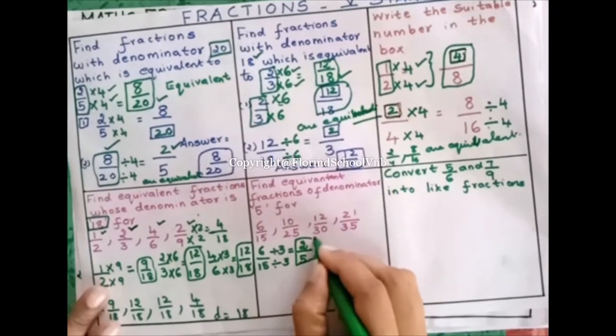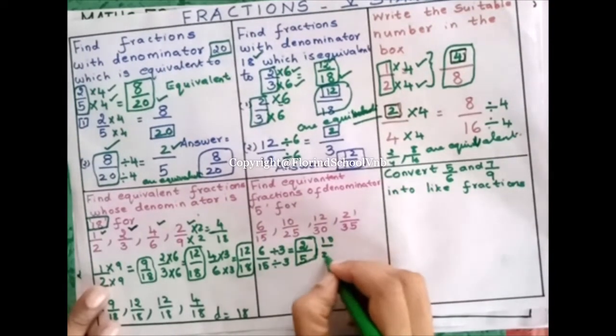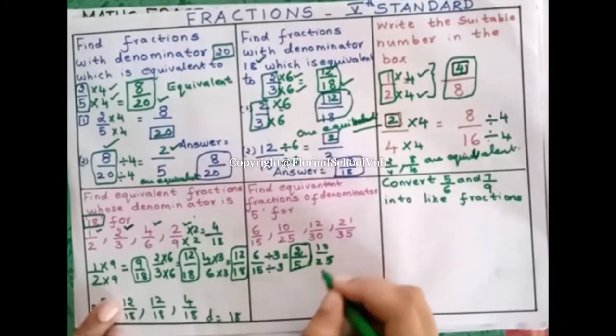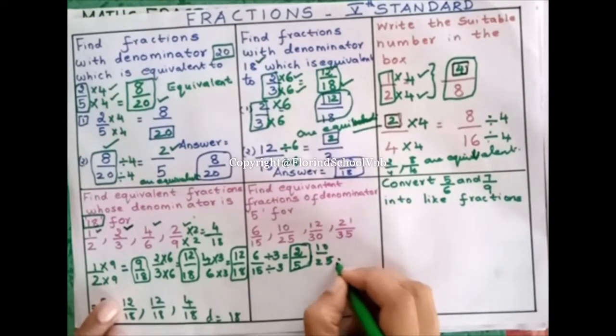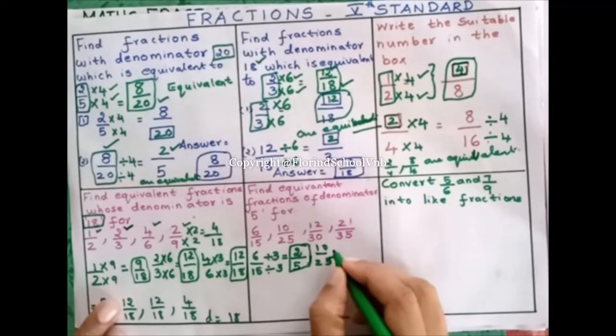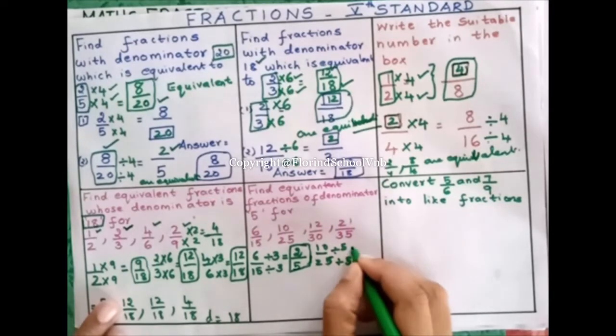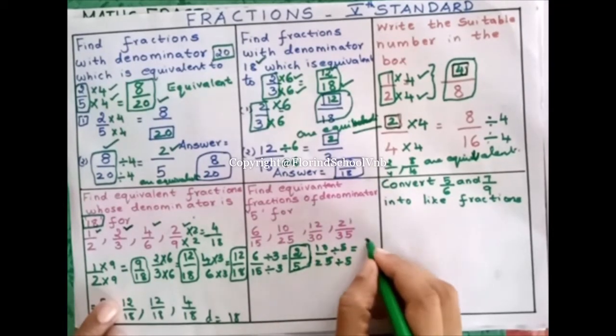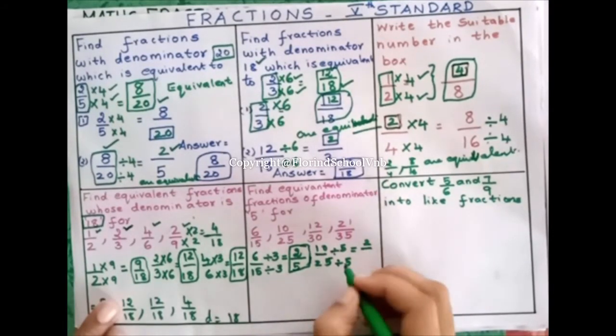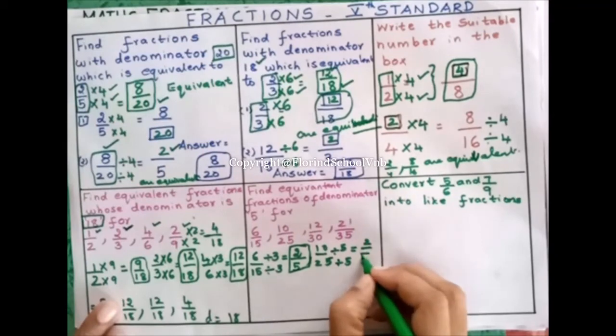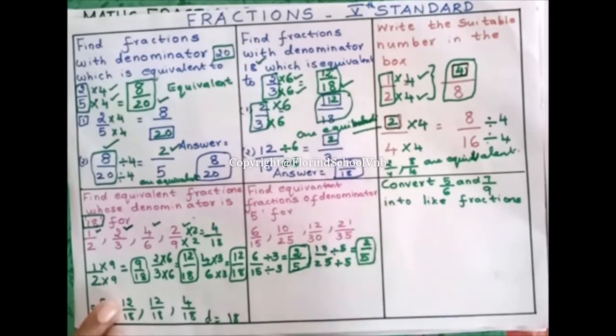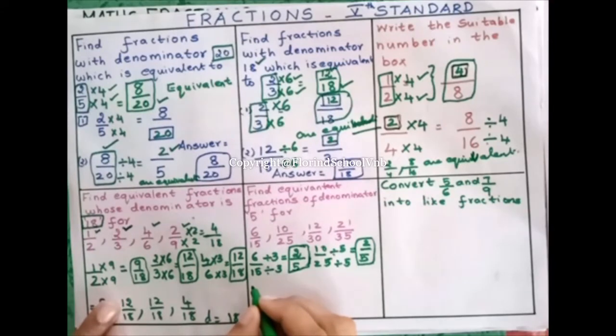So next 10 by 25. In order to make 25 to 5, divide by 5. So divide this also by 5. 10 divided by 5 is 2. 25 divided by 5 is 5. 2 by 5. Now 12 by 30.